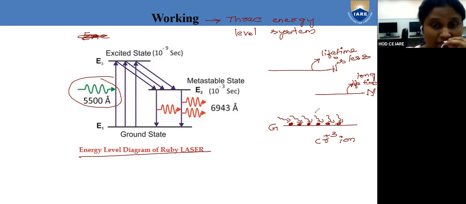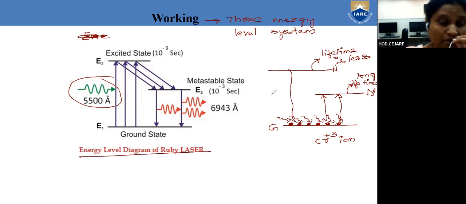So once that flash comes, once that energy is released, what happens to chromium ions? Some of the chromium ions will go from ground state to metastable state, and some of them will go from ground state to higher excited state. So first, chromium ions will be in ground state. Once we switch on the power source and get flashes of light, these chromium ions will absorb the energy and get excited to metastable state as well as higher state.